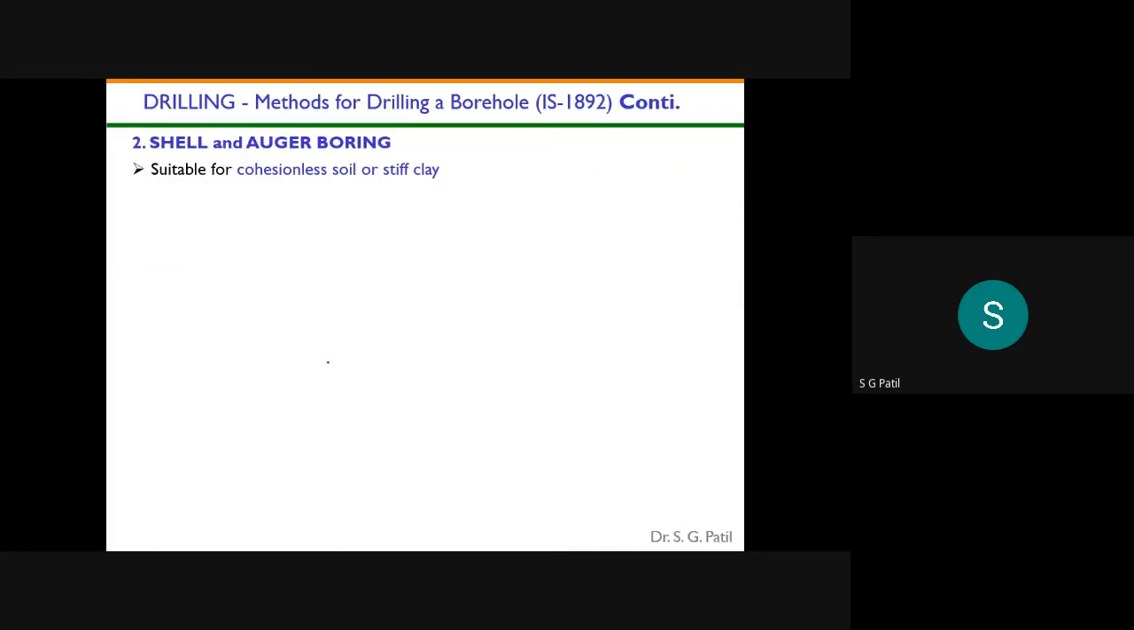The second type of boring system is called shell and auger boring. In the previous one, we only used the auger system, both hand operated and mechanically operated. Now we'll see the second type of boring system, that is shell and auger boring. It is suitable for cohesionless soil or stiff clay.